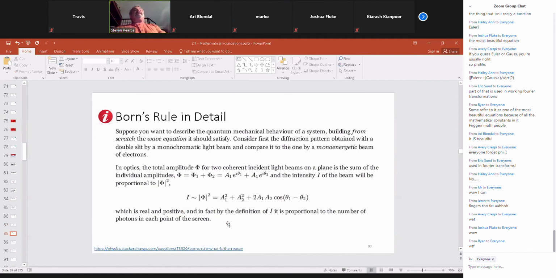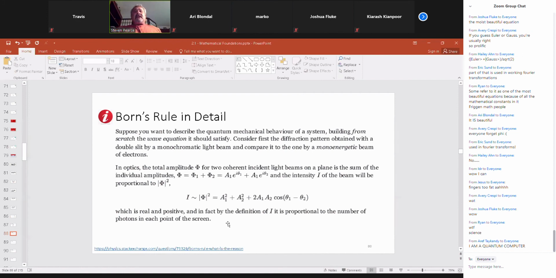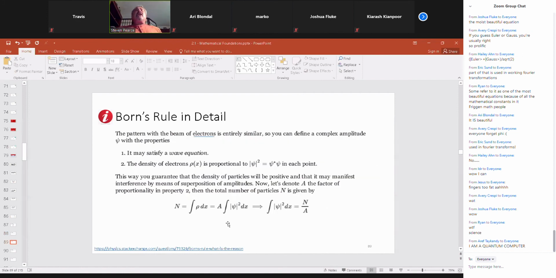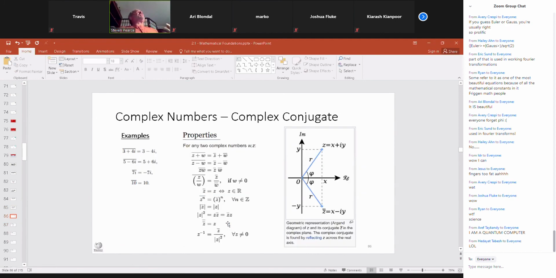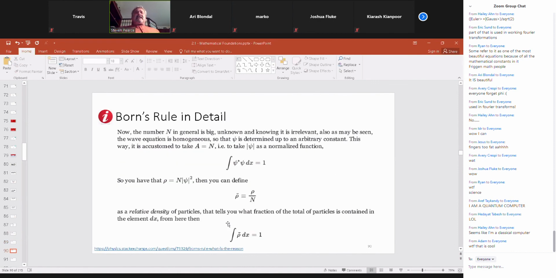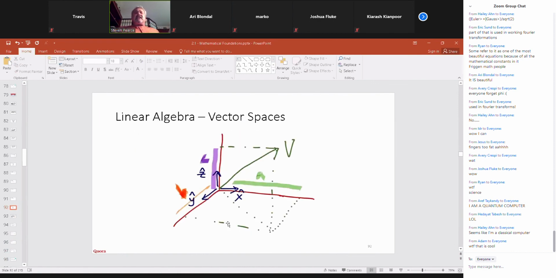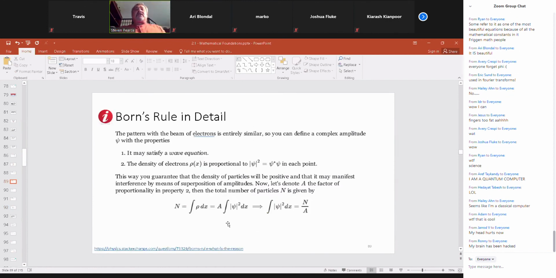And so this is for your information. You don't need to know this, but this is how you come up classically, using classical waves and the Born rule. How do you derive the Born rule from this knowledge that we've just gained of using a complex amplitude and its complex conjugate? That's how it works. Okay, let's just pass that by. That's all in passing. So this part right here on Born's rule in detail is for your information.